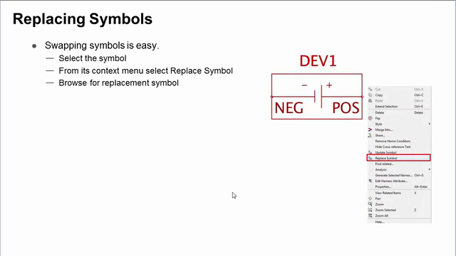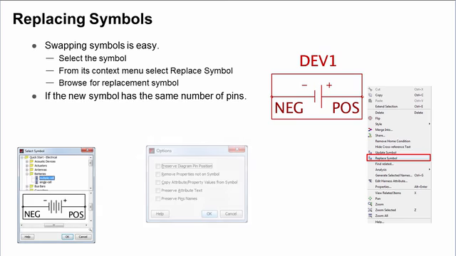Swapping symbols is easy. You first select the symbol. From the context menu, select Replace Symbol. Browse for the replacement symbol from the symbol browser. If the new symbol has the same number of pins, then there are a series of options. You can choose to preserve the diagram pin positions. You may have moved it for whatever reason. You may remove properties that are not on the symbol, and so on.